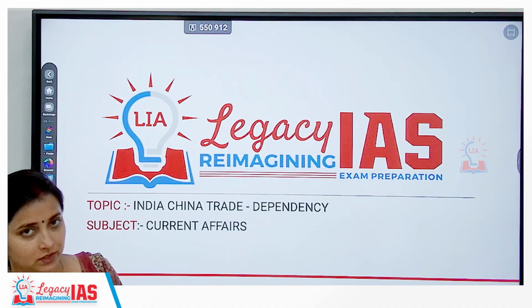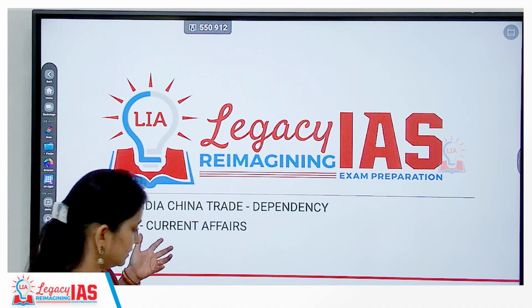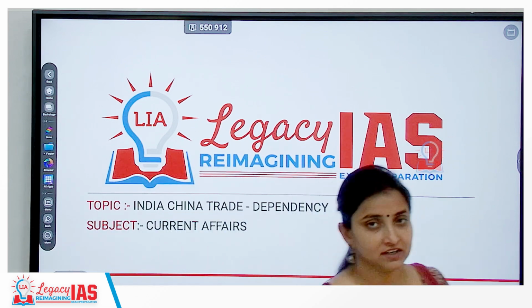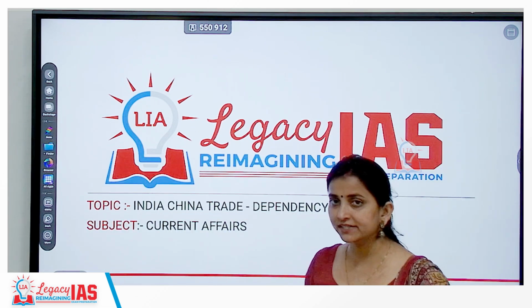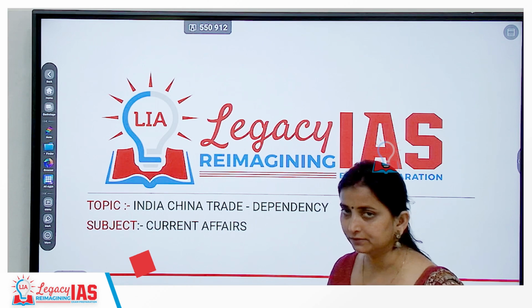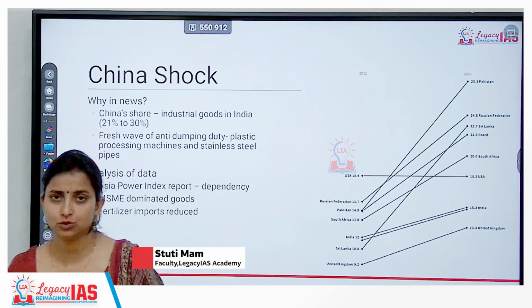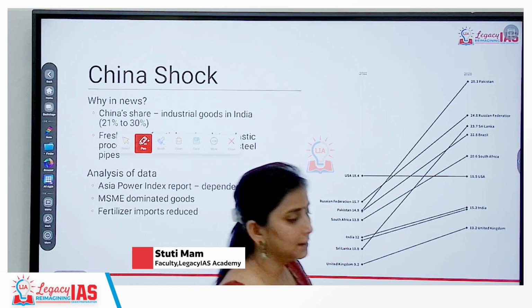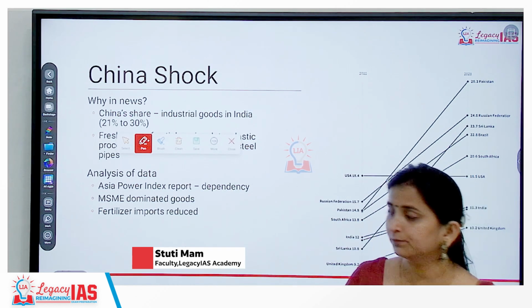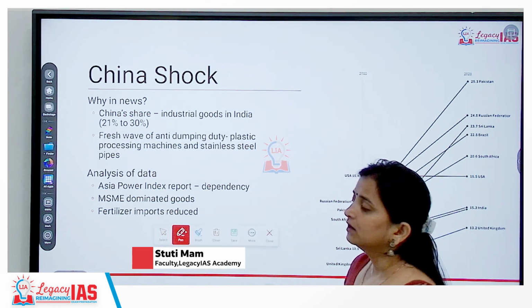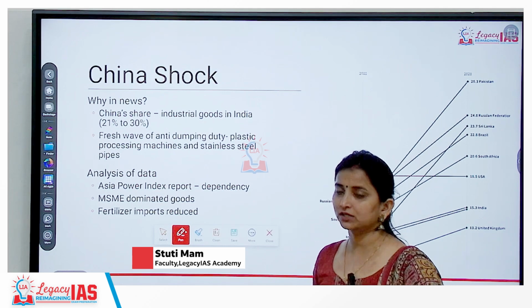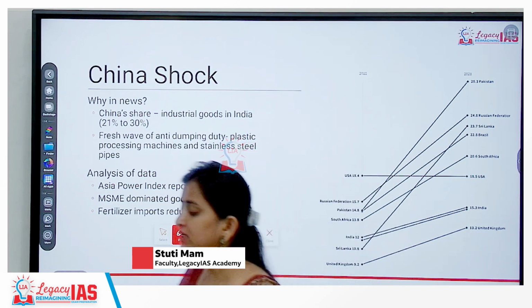So in today's video, we are going to discuss an important news which is running in current affairs: the dependency of India's trade on China. ठीक है? Why are we discussing this? Because of several reasons. एक तो, there is a fresh wave of anti-dumping duty which has been imposed by not only India but the US also, the European economy also. They have imposed it against China.